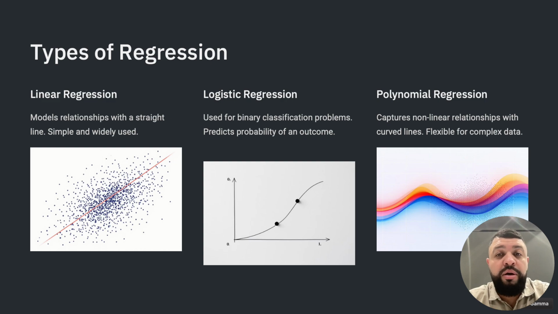We can see polynomial regression. This type of regression fits a curve to the data, capturing more complex nonlinear relationships. Here, we've included simple graphs to illustrate these different types of regression. As you can see, linear regression uses a straight line. Logistic uses a curve, and polynomial regression captures more complex trends.